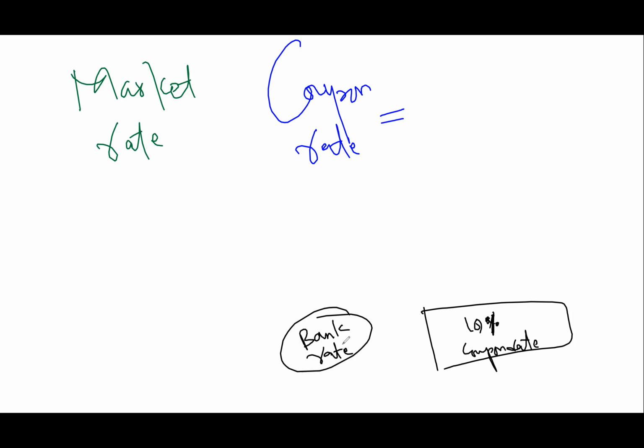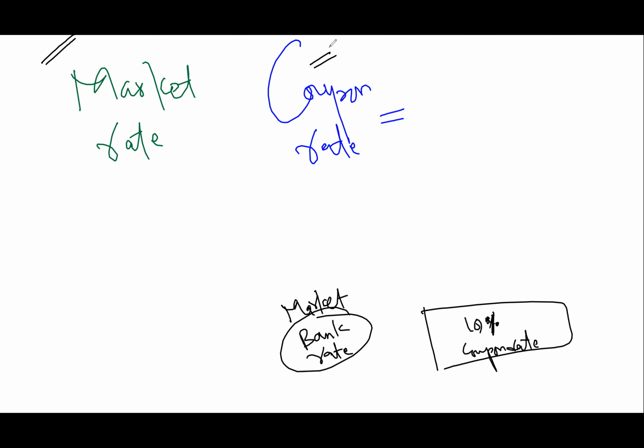One is called the bank rate or the market rate, right? And one is called the coupon rate. The coupon rate is always given to you. The market rate is also given to you, but you need to find out through the question what the market rate is. But the coupon rate will be 100% given to you. You can see that the company issued the bond at 10%, meaning 10% is the coupon rate, right?